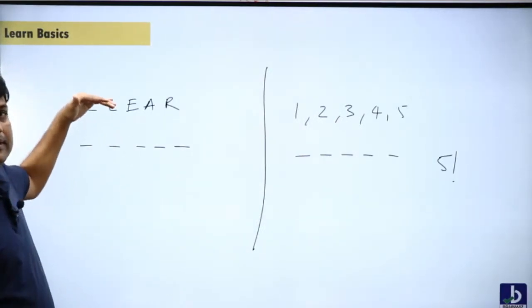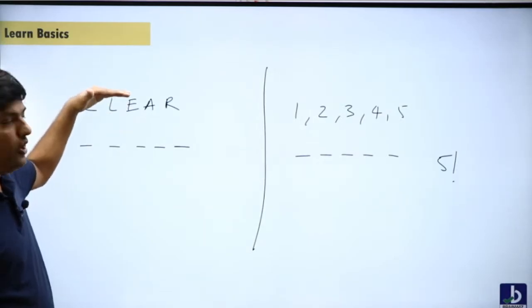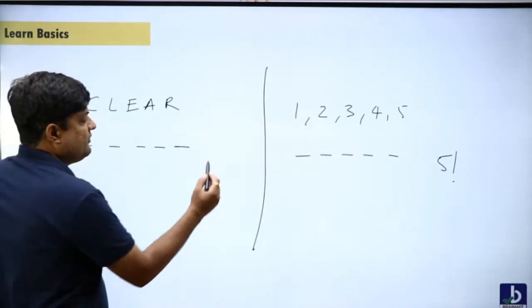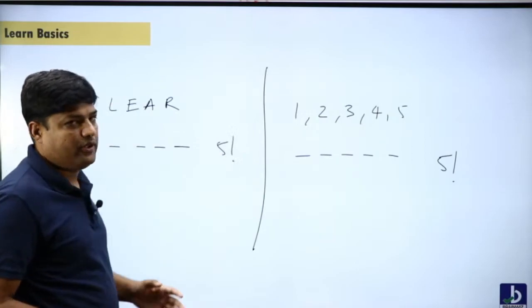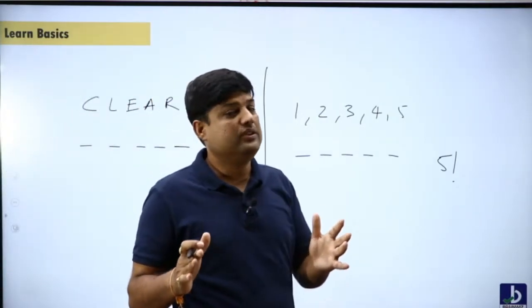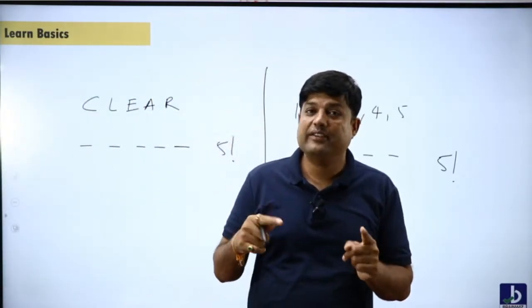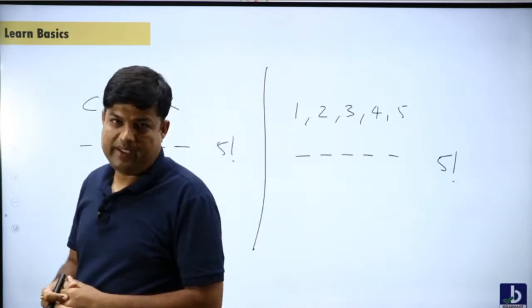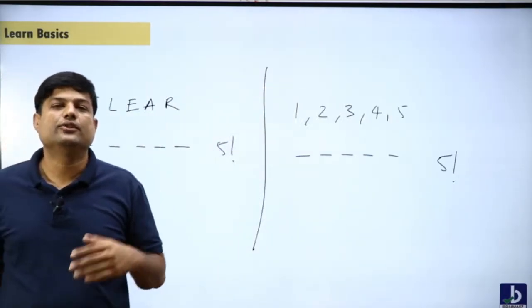How many people are here? 5. How many places are there? 5. So what do you call it as? 5 factorial. Students, we are not doing anything new today. Today we're going to do the same thing we learned yesterday, but with different conditions. Following, everybody? So let's see the different conditions we're going to have today.